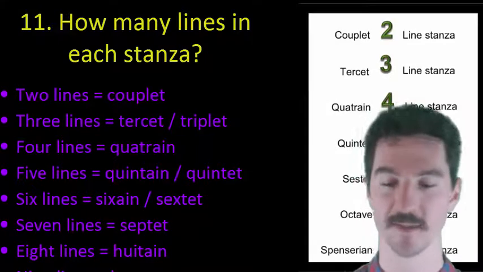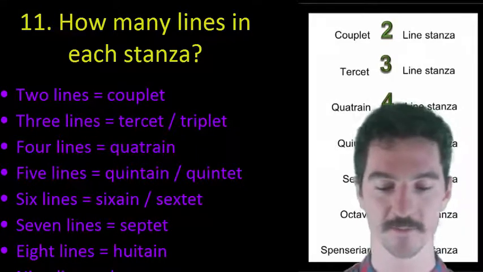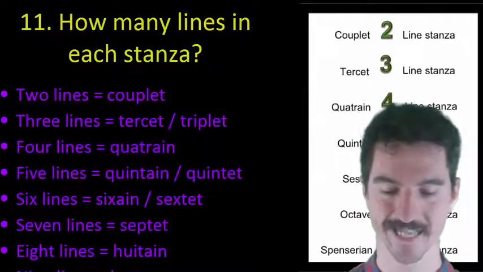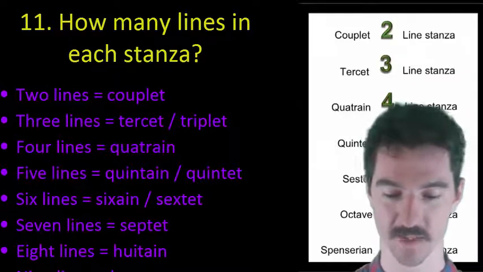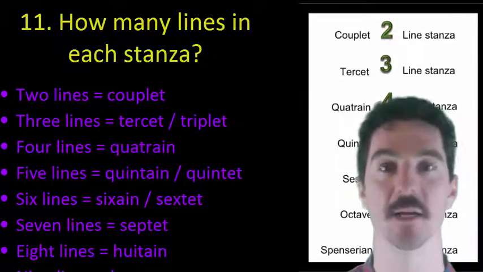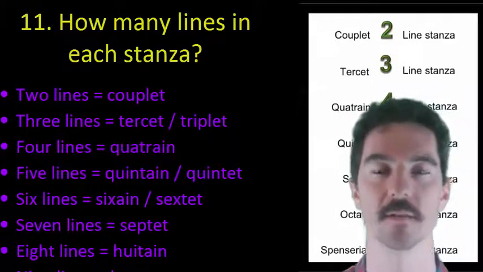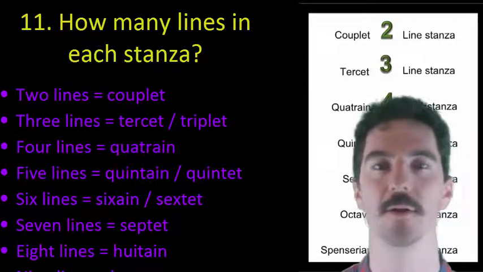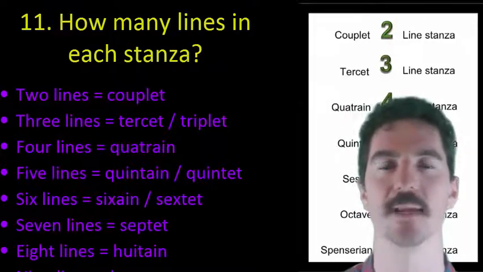2 lines is a couplet, 3 lines is a tercet or a triplet, 4 lines is a quatrain, 5 lines is a quintet, 6 lines is a sixain or a sextet, 7 lines is a septet, 8 lines is a huitain, 9 lines is a nonet, and so on. There's also other ones, but the likelihood of a stanza that goes over 9 lines is so low that it's rare for your poem to feature a stanza that's over that number of lines.